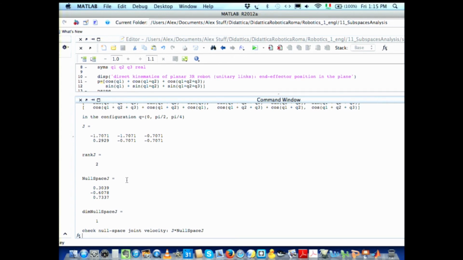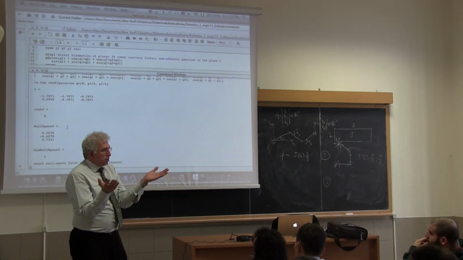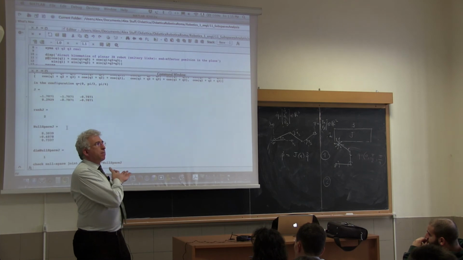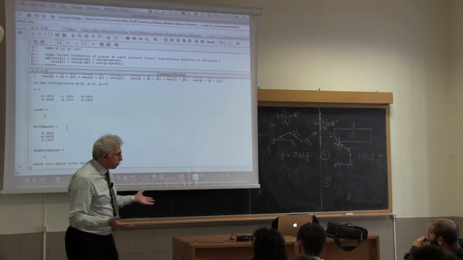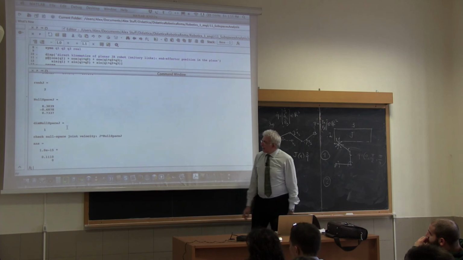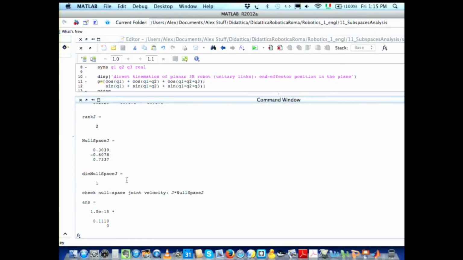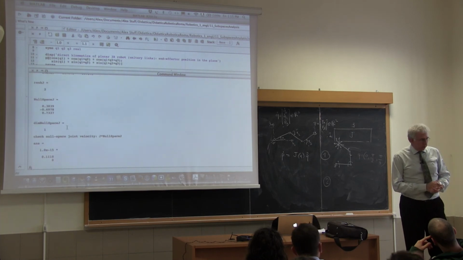So I make a check. I take this velocity and I multiply by J. So this is a joint velocity in the null space. This is what the Matlab program is telling me, so I don't believe it. So I multiply by J, and I should have 0. Okay? So I do this computation, and I don't get 0, but I get 0.1 times 10 to the minus 15. Why is that? Because, of course, I'm doing numerical approximation, but this is practically 0. Okay?